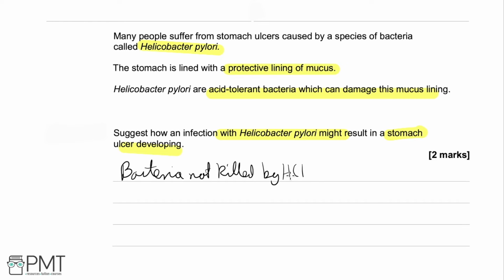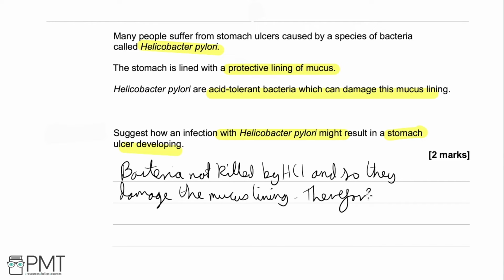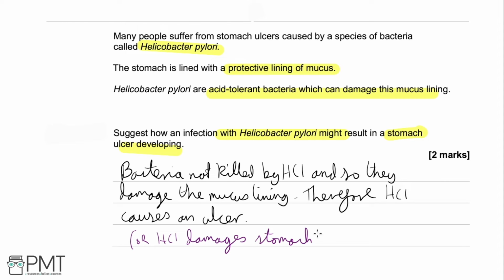But since the question says suggest, we need to suggest a biological mechanism. So since the bacteria remain in the stomach, they can, as it states in the question, damage the lining. So this would mean that the tissue of the stomach, normally protected by this mucus, is damaged by the acid itself, thus causing an ulcer. Alternatively, for this second point, you can say that HCl, hydrochloric acid, the acid in the stomach, damages stomach tissue.